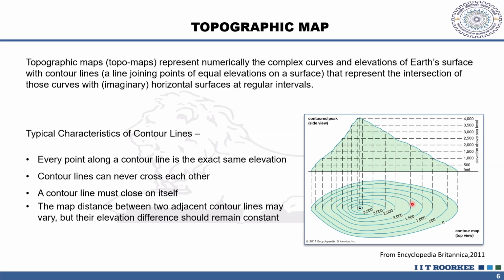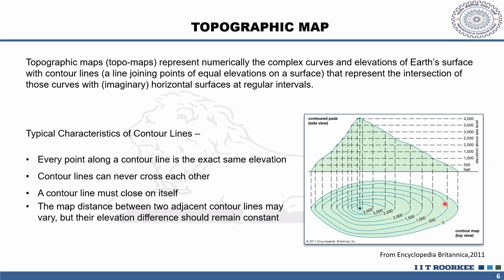This means that if you are talking about this contour line, it may be a circle or not, but along this line the value should always be 2000. Along this line the value should always be 1500, whatever it is. Then, a contour line must be closed on itself.